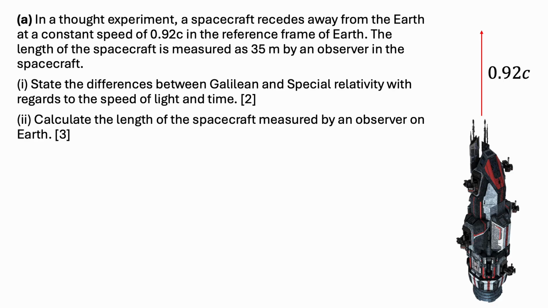A spacecraft is measured as 35 meters long by someone who's on the spacecraft. First of all, you have to show understanding of the differences between Galilean and special relativity. Then, if an observer on Earth sees the spacecraft, you have to figure out what length they see it as. It should be fairly obvious that that's going to be length contraction.